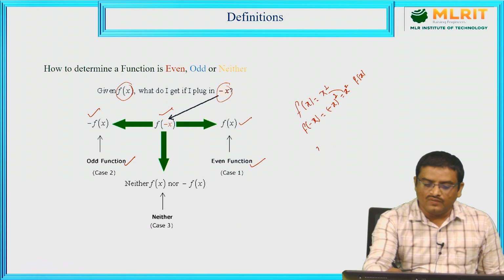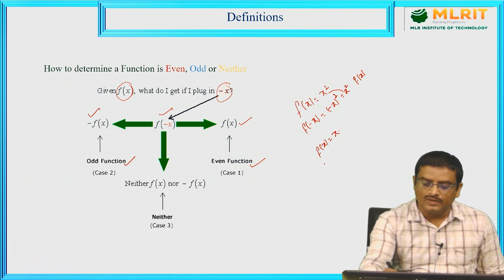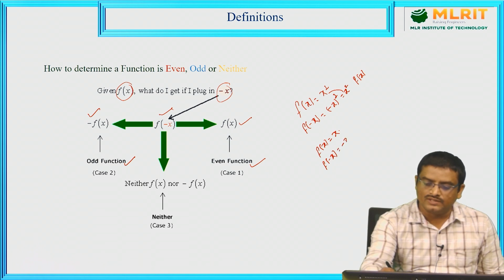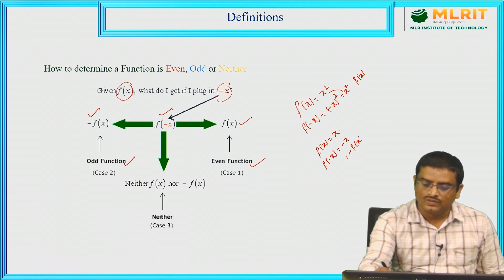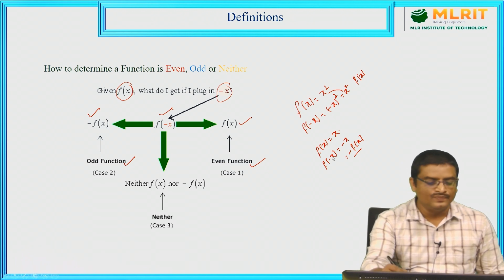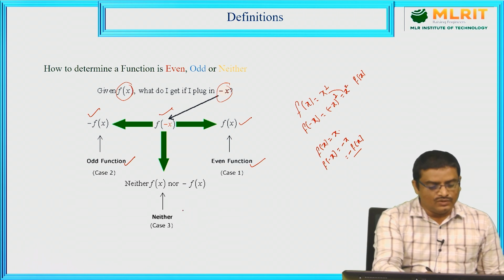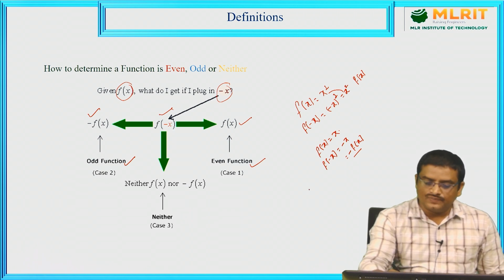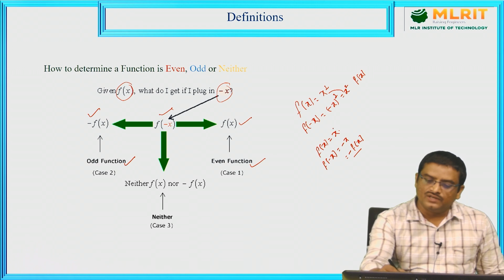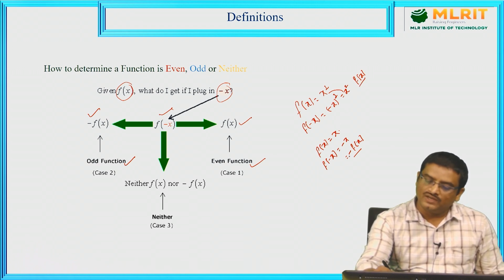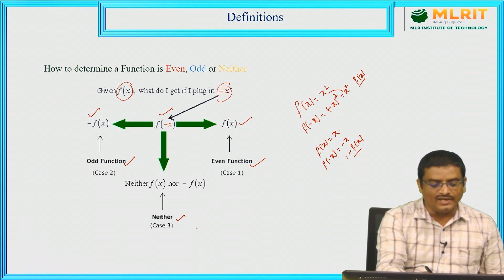For example, if you take f of x is equal to x, replace x with minus x in the function, so you will get f of minus x is equal to minus x. So f of minus x is equal to minus f of x, and this function we can call an odd function. Now if you replace x with minus x in the function and we do not get f of x, and that value is also not equal to minus f of x, then that function is said to be neither even nor odd.